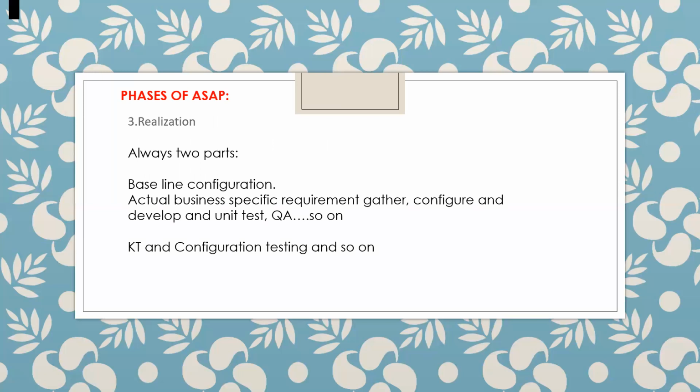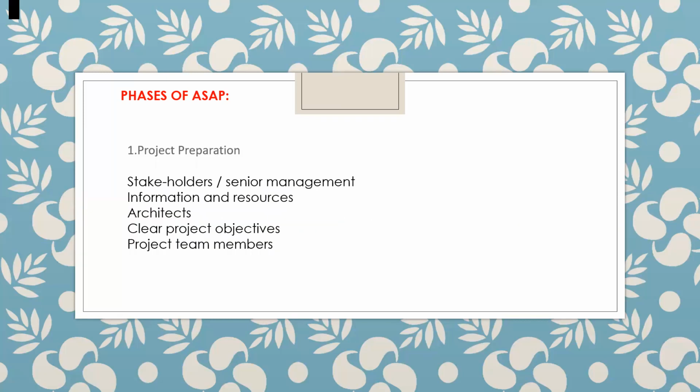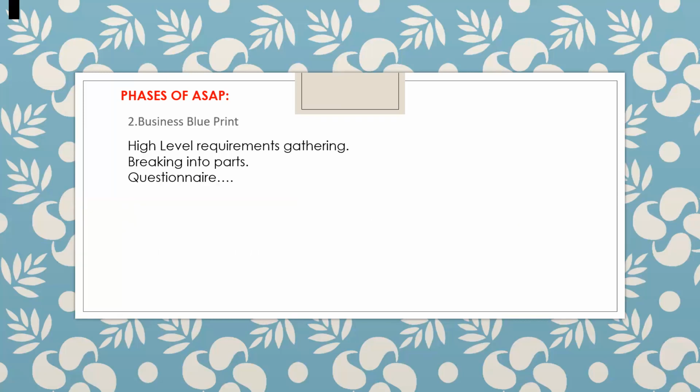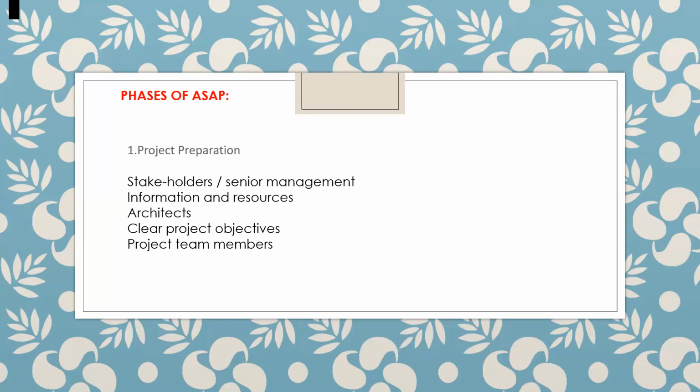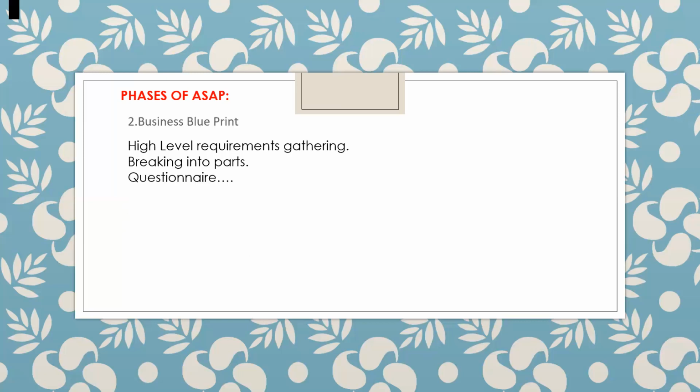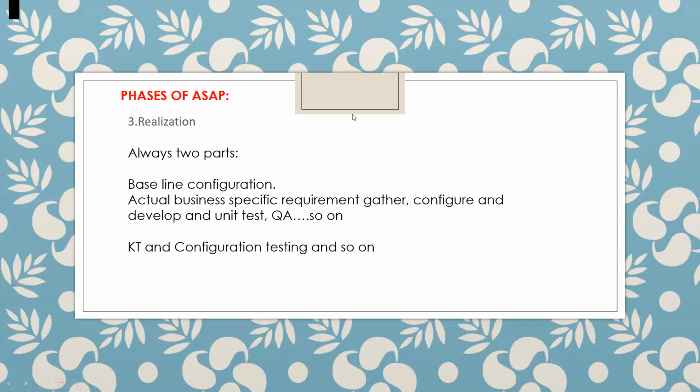So realization, the most stunning and beautiful and actual working phase of the project. That means above these two levels, stakeholders and business blueprint level, certain people will be there. This is sometimes serious, sometimes it might be funny. Whatever they do, it doesn't matter. But when it comes to actual requirements, your higher requirements will be broken into actual system configurable requirements and customizable requirements.